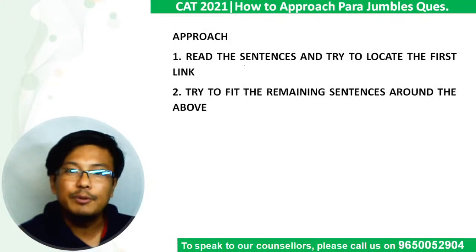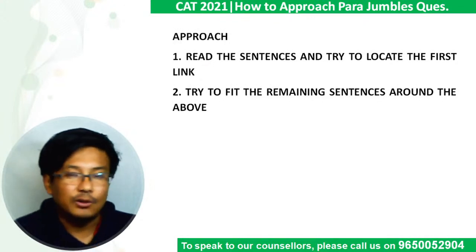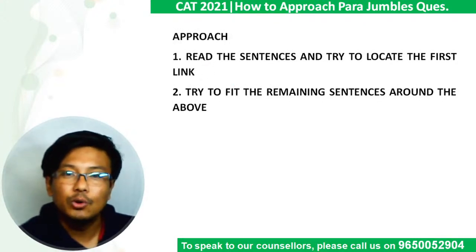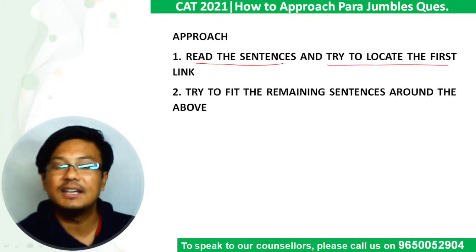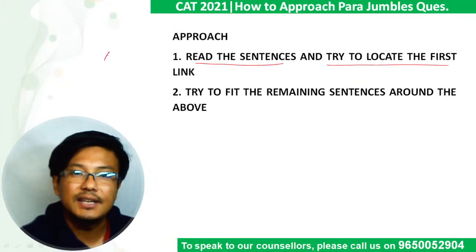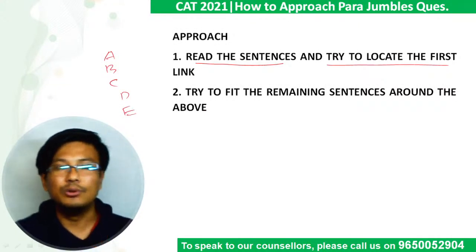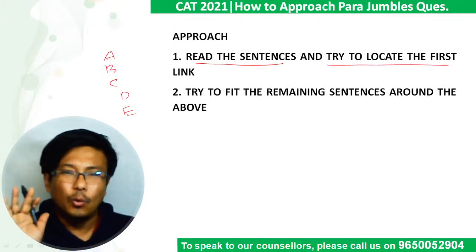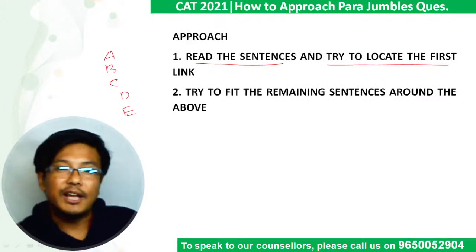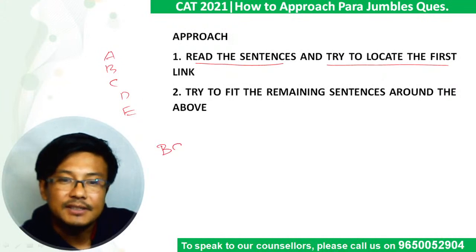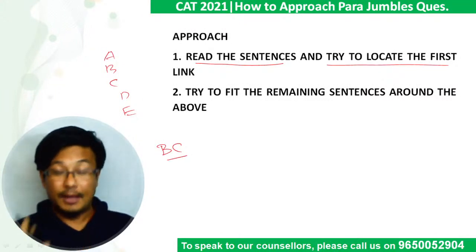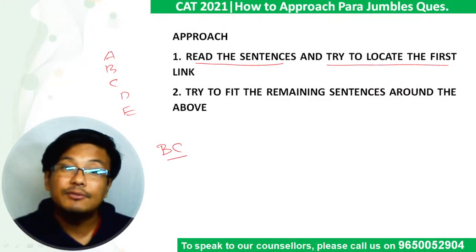First of all, a lot of people see that there are no options to work with, so you have no option but to read the sentences and try to locate the first link. There are 5-6 sentences given, let's say A, B, C, D, E. You read all the sentences. Now when you read, you will be able to spot a link. Let's say you spot a link like BC. Now stick with it, but only after you're very sure.